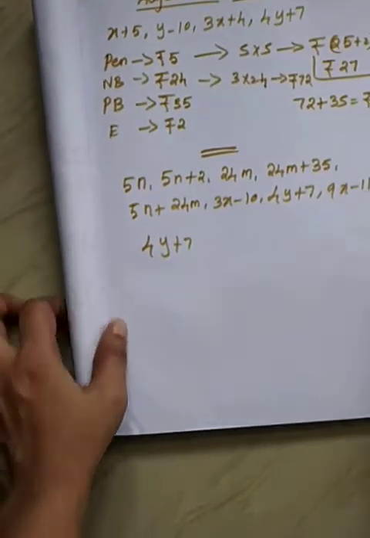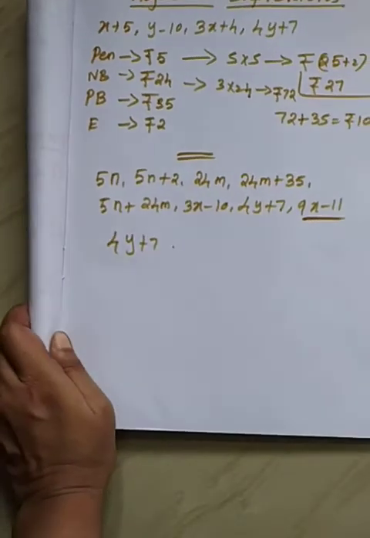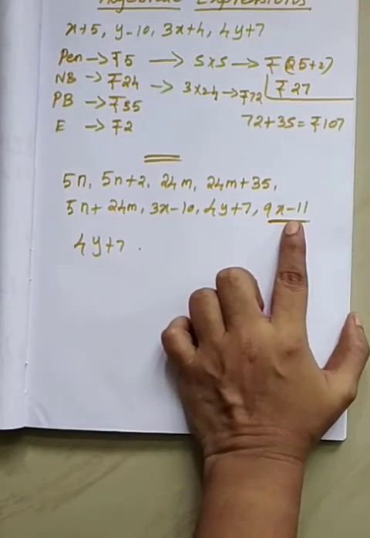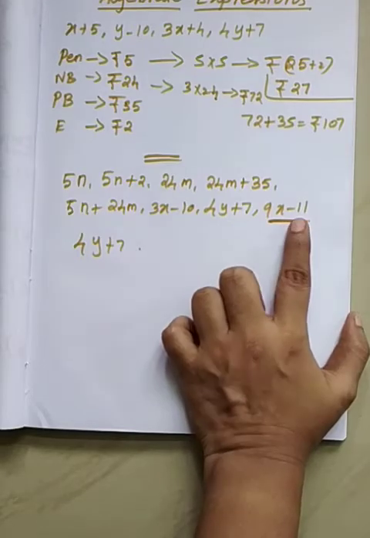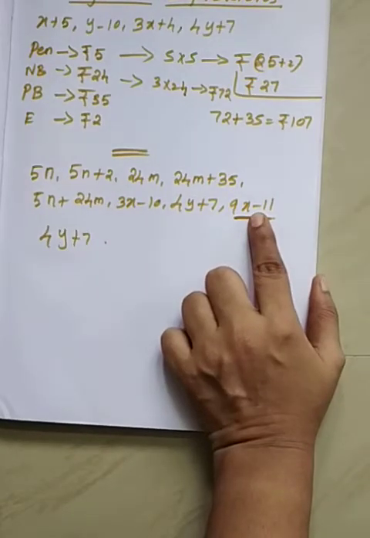Similarly, the expression 9x minus 11 is obtained by multiplying the variable x by 9 and then subtracting the constant 11 from it. See here, the subtraction symbol is here. Thus, these expressions are obtained by combining variables with numerals.